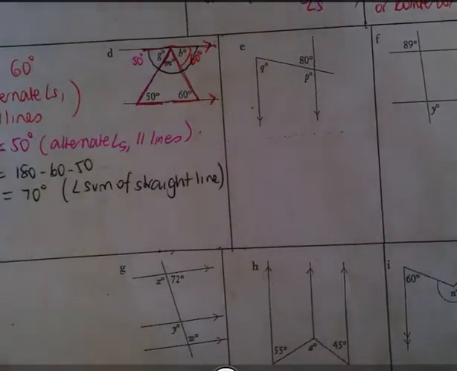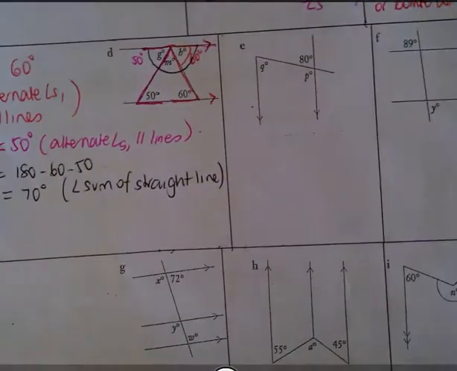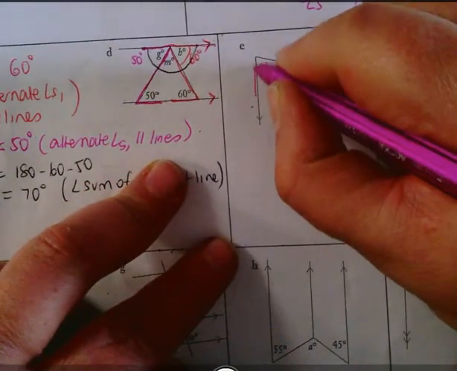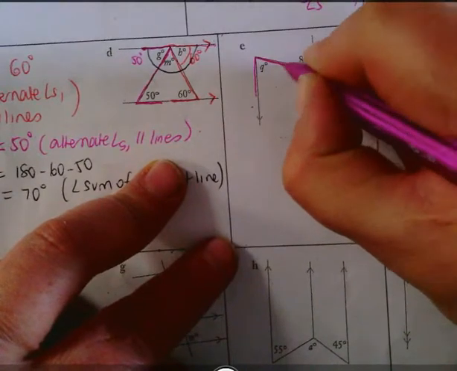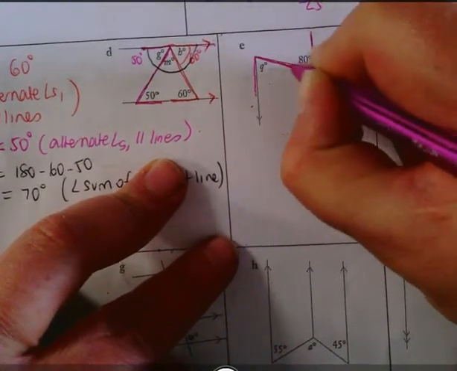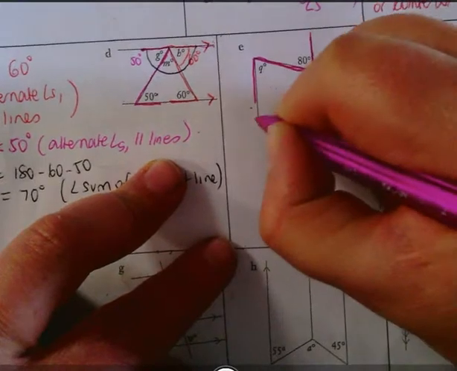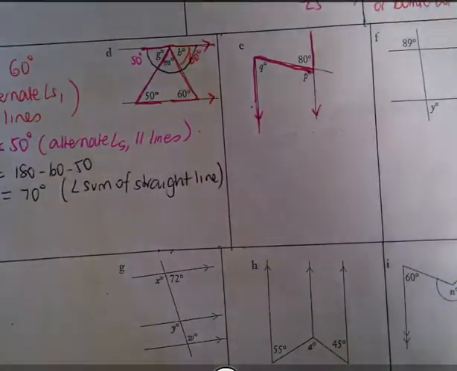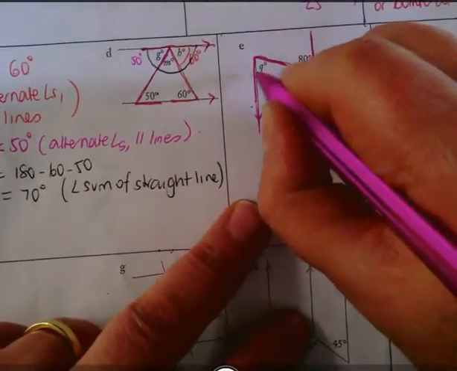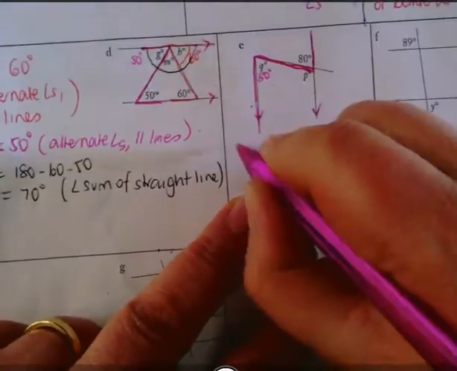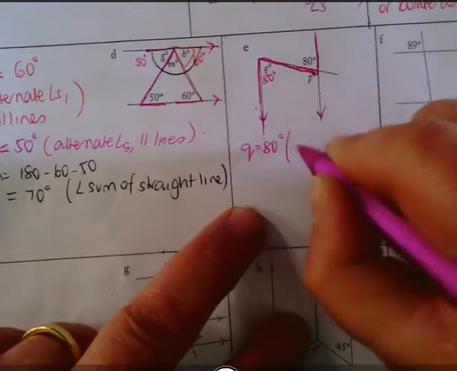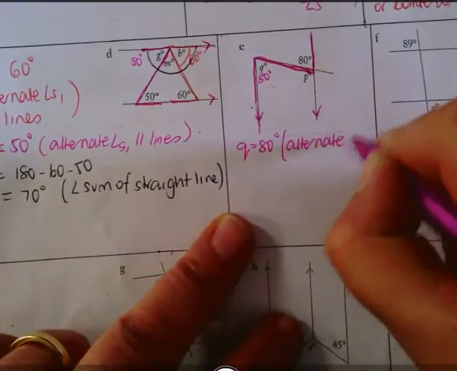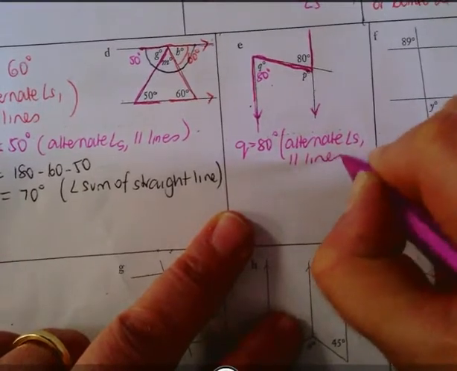Okay, with the next one, again, you have parallel lines, or you could do this many different ways. I'm going to do my zigzag first. You can do this 2 or 3 ways. We've got some parallel lines there, so we can do zigzag or alternate angles. That means that Q is 80 by alternate angles. So Q is 80 degrees, putting your full reason: alternate angles, parallel lines.